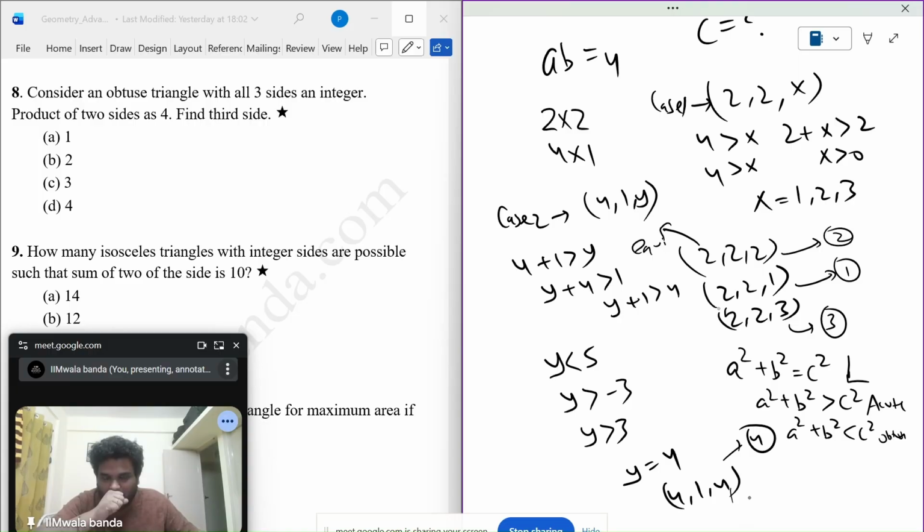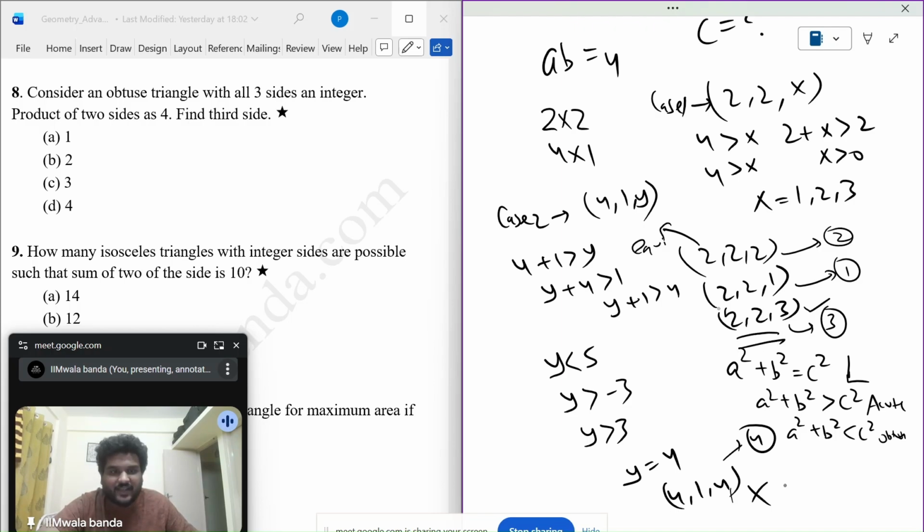Let's try this. 16 plus 1, 17 is not less than 16. So this is not the case. 4 plus 4 is less than 9. Yeah, this is the case actually. In this case, 4 plus 4 is less than 1? No. 4 plus 1 is less than 4? No. This case also 4 is not less than 4. 8 is not less than 4.